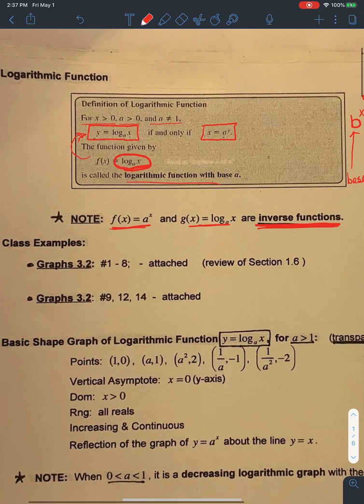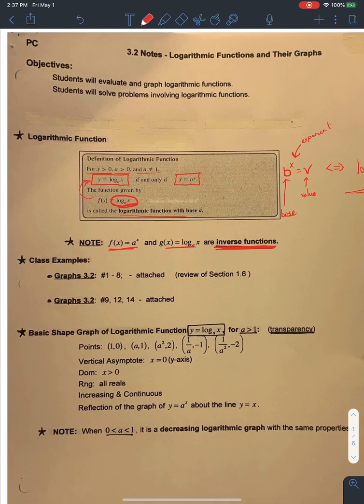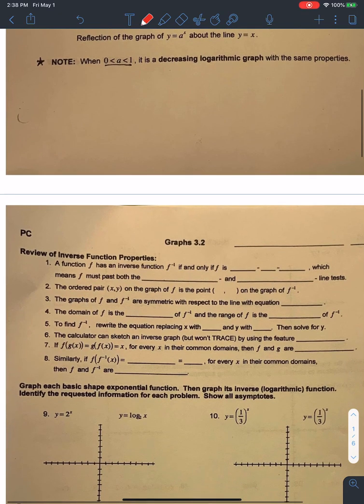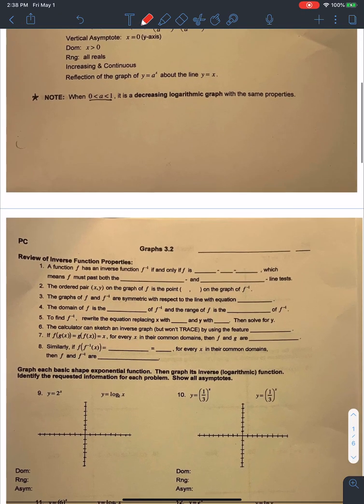Okay, so in your notes, I have a few class example pages attached. So we are going to switch up to the page that says graphs 3.2, and I would like to walk through numbers 1 through 8 with you. And then we're going to go ahead and do 9, 12, and 14 also. If you notice, 1 through 8 is going to be a review of section 1.6, so we can see how the inverses connect to what we're working on now.